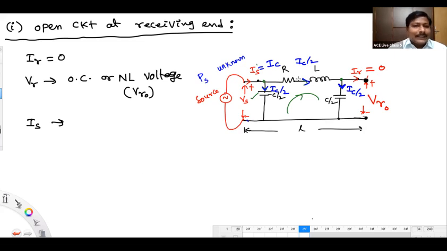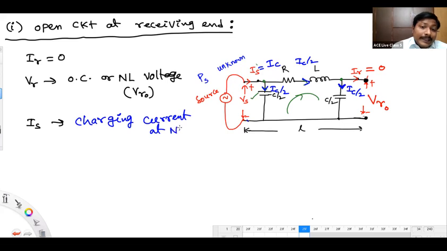Current is outgoing only. Current is outgoing. That's it. And that is charging current IC. So the sending end current we have under no load condition is going to be called the charging current at no load. Sending end current at no load condition is nothing but the charging current under no load condition.